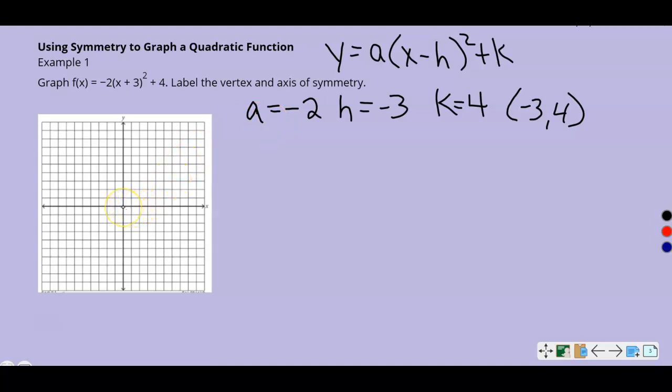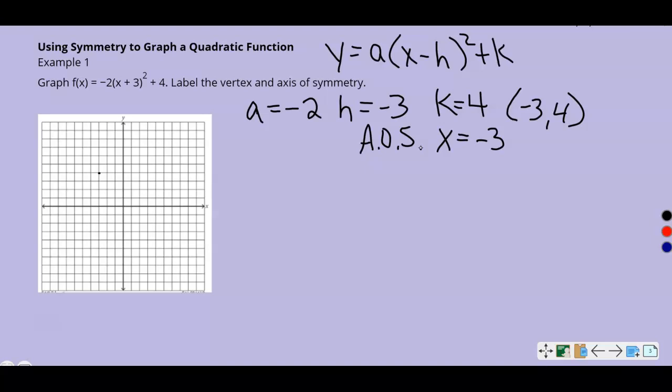We can go ahead and graph that point. So we can go over 1, 2, 3, and up 1, 2, 3, 4, and put a point there. All right, so we did label our vertex. We also can label our axis of symmetry. Our axis of symmetry goes through the x value of the vertex. So our axis of symmetry would be x equals -3. All right, so we have labeled that.